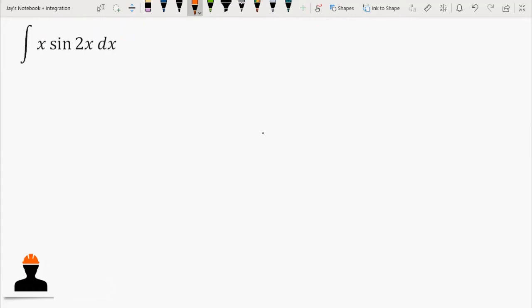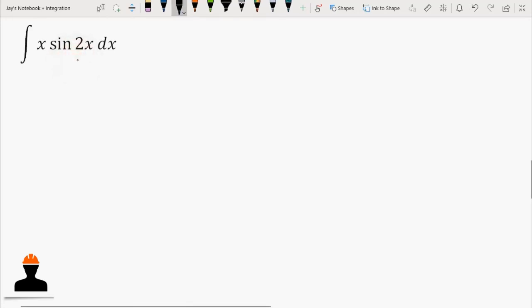Okay, we have another example. We have the integral of x sine 2x. We have two different functions, and upon looking at the function, we cannot use the power rule or the trigonometric rule to apply to this function.